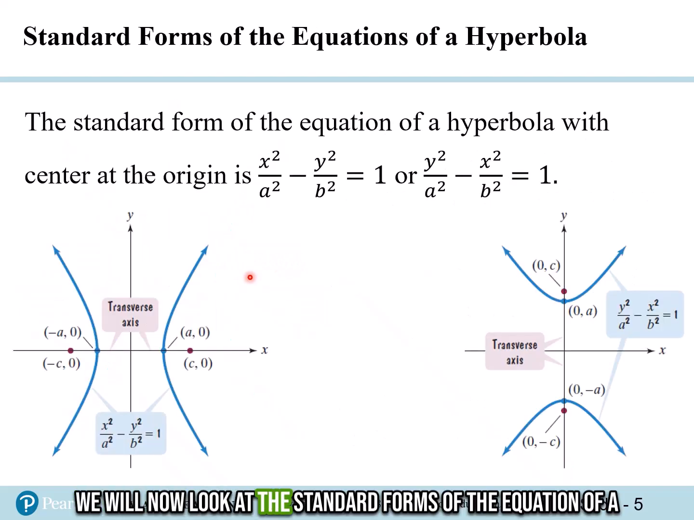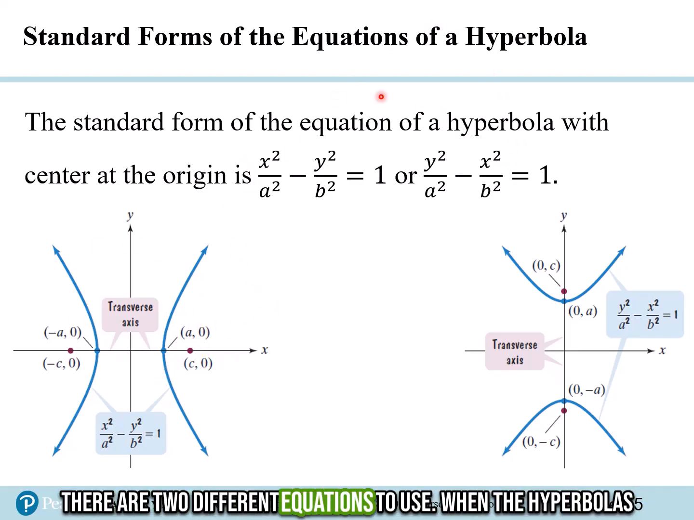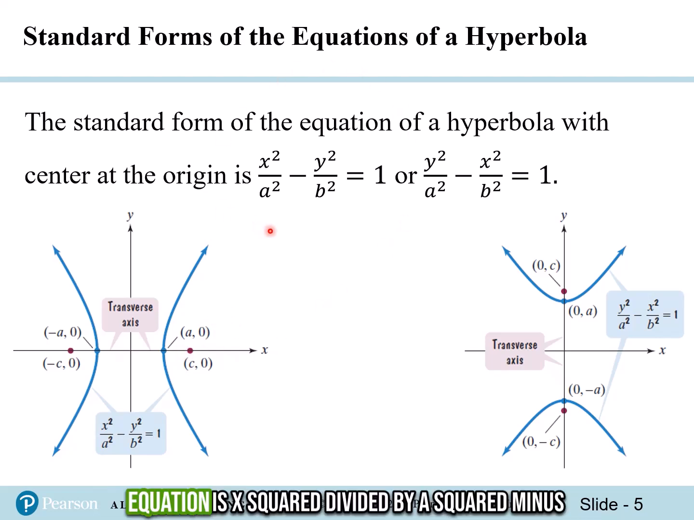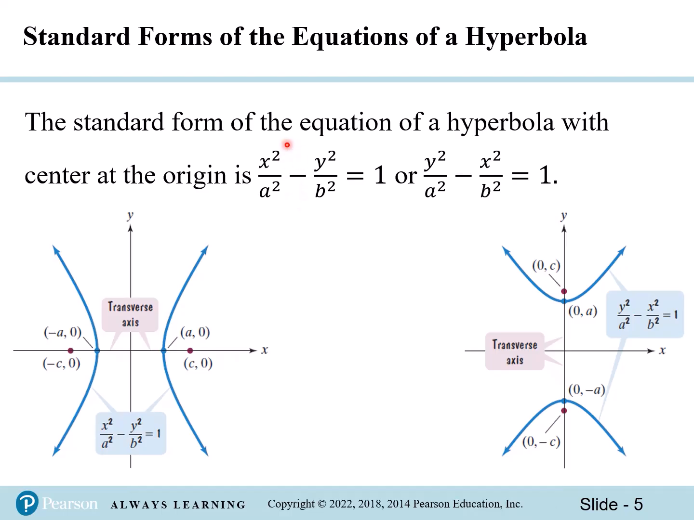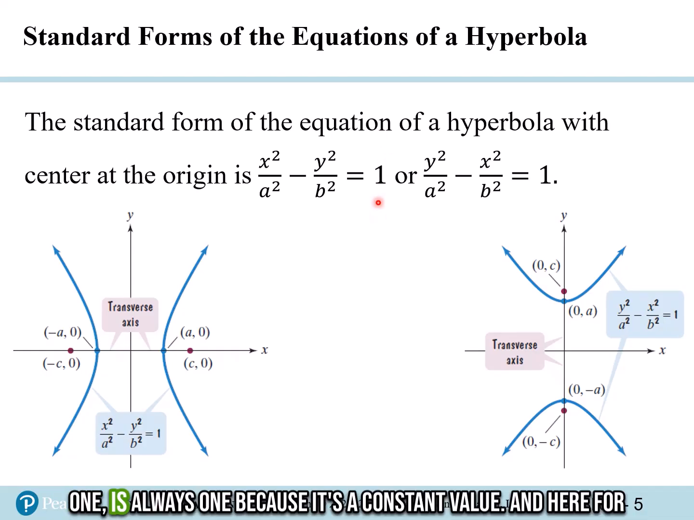We will now look at the standard forms of the equation of a hyperbola. Depending on the positioning of the hyperbolas, there are two different equations to use. When the hyperbolas are positioned such that they intersect the x-axis, the corresponding equation is x squared divided by a squared minus y squared divided by b squared equals 1. Again, the right-hand side of the equation is always 1 because it's a constant value.